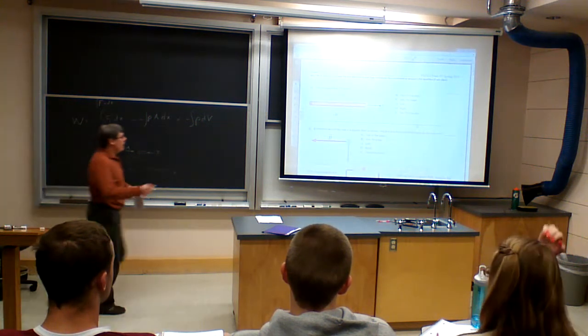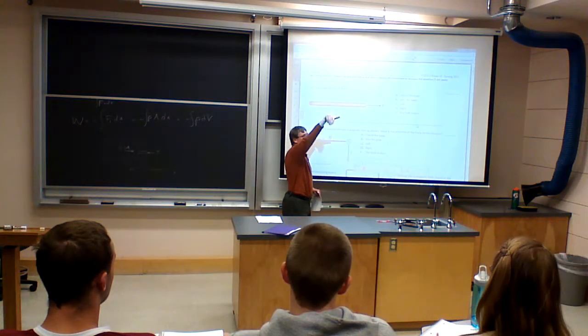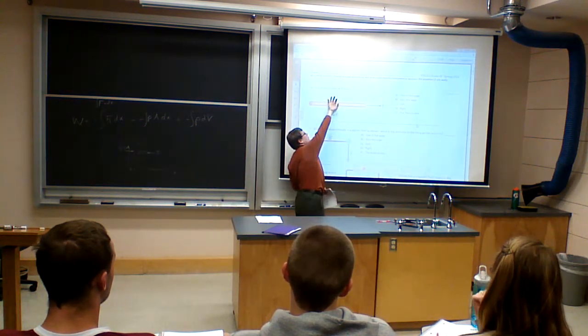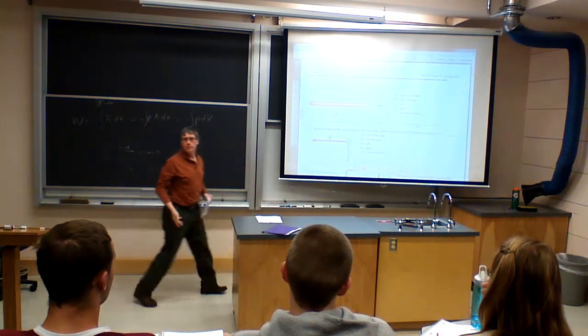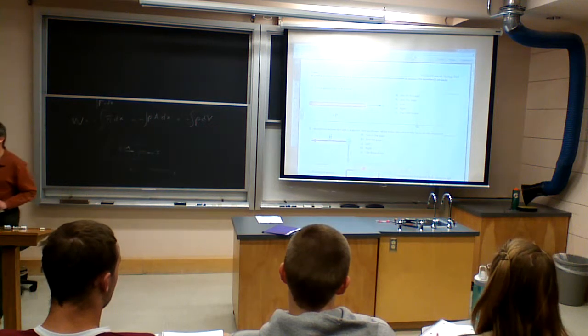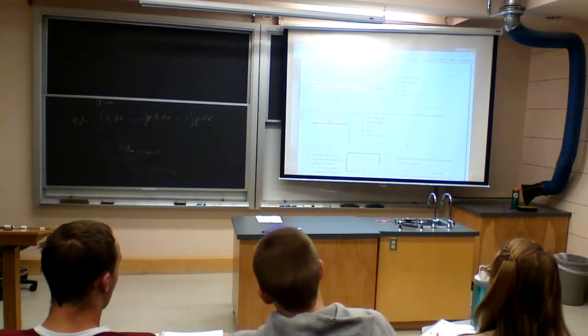How do we figure it out? We point our thumb in the direction of the current. We wrap our fingers around the wire. The field is coming out above the wire. It's going in at B. Any questions? Let's go to question 2.